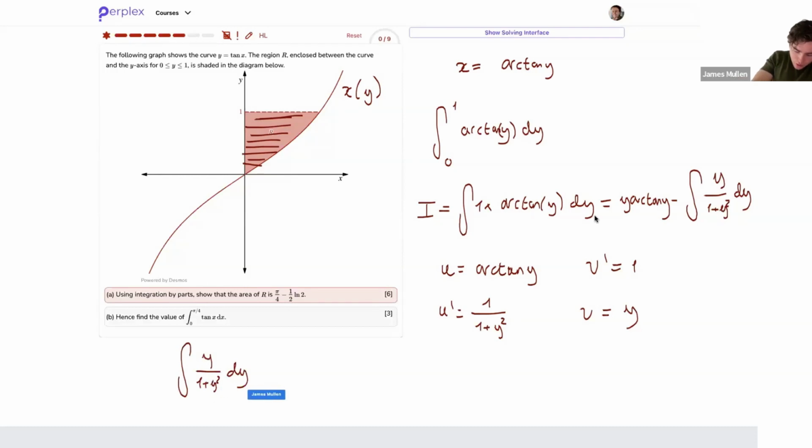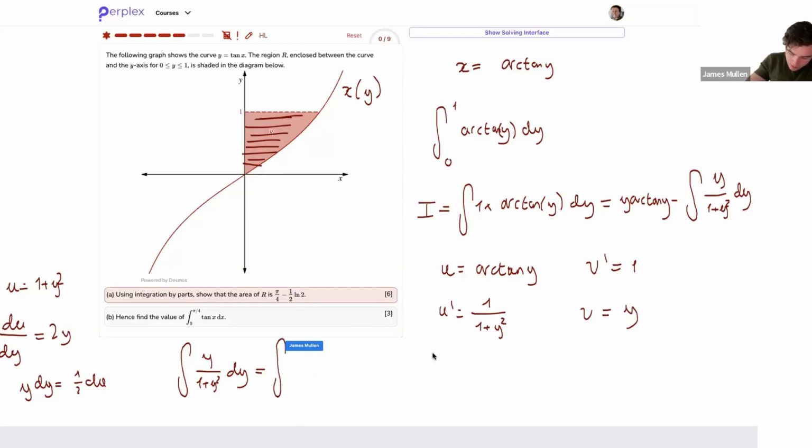I have to let u be equal to 1 plus y squared, and that means that du over dy is equal to 2y. Let me just move my face so you can see what I'm saying. That means that y dy is equal to half of du. And so I can write this as half the integral of 1 over u du, which is equal to half ln of the absolute value of u.